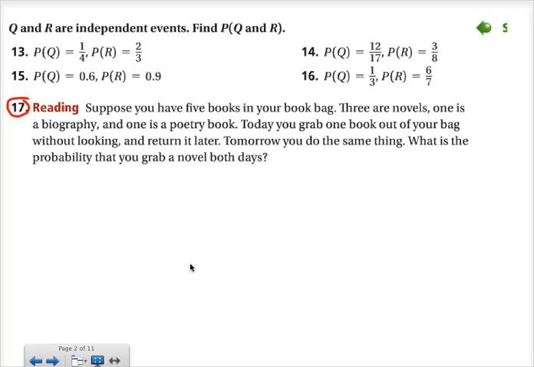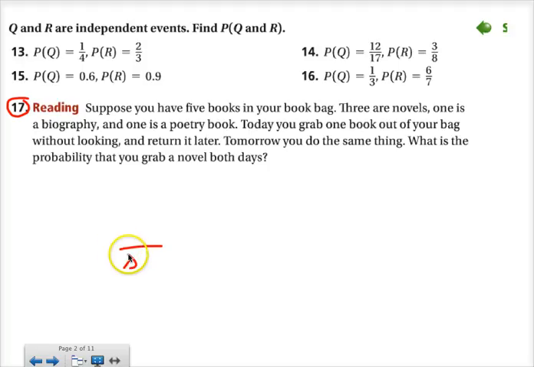Suppose you have 5 books in your book bag. 3 are novels, 1 is a biography, and 1 is a poetry book. Today you grab 1 book out of your bag without looking and return it later. Tomorrow you do the same thing. What is the probability that you grab a novel on both days?